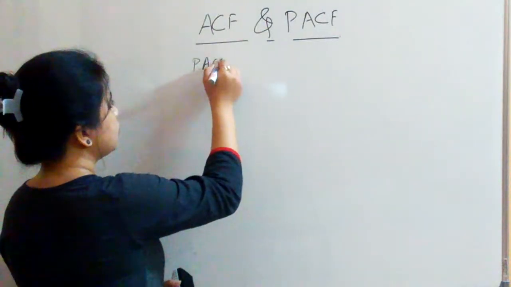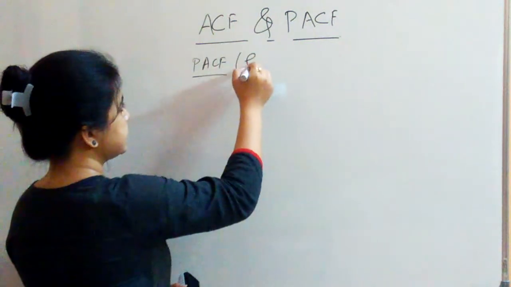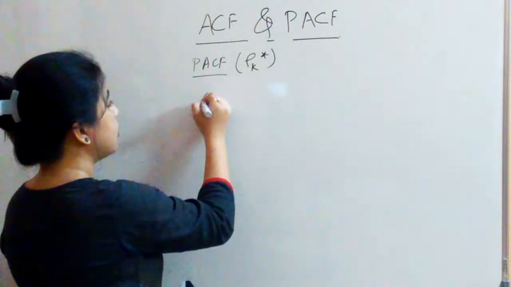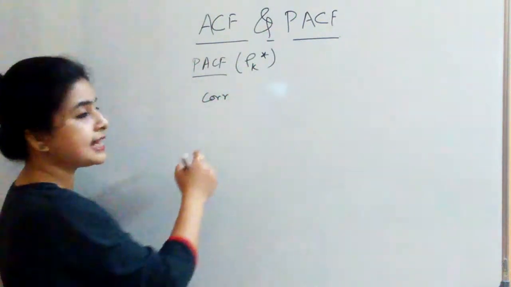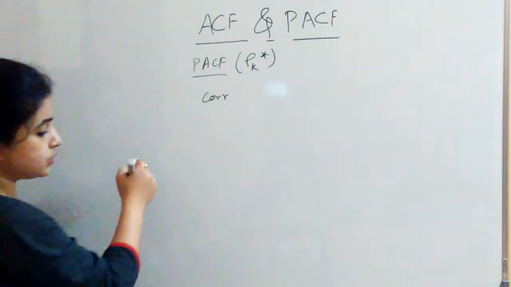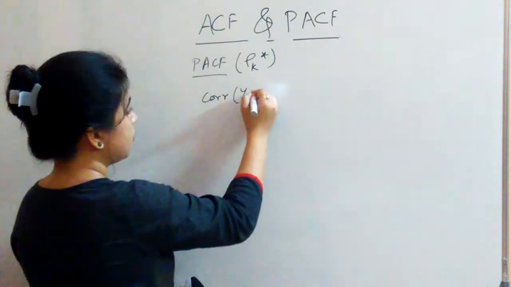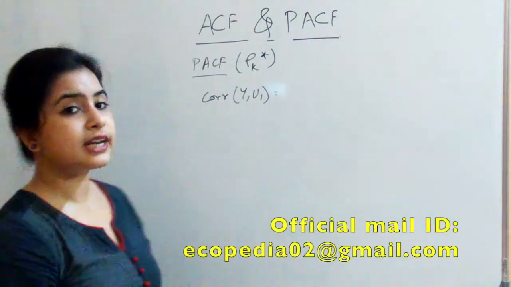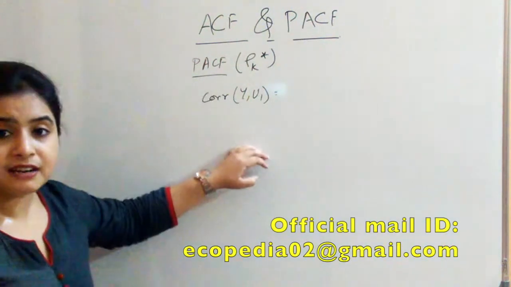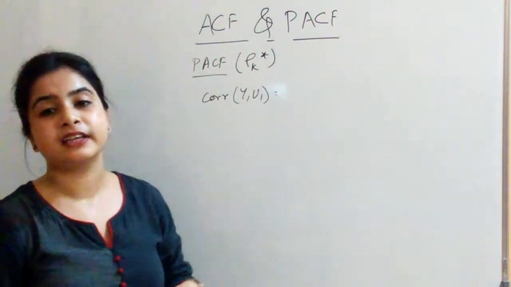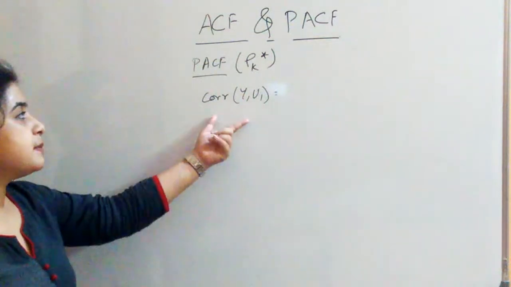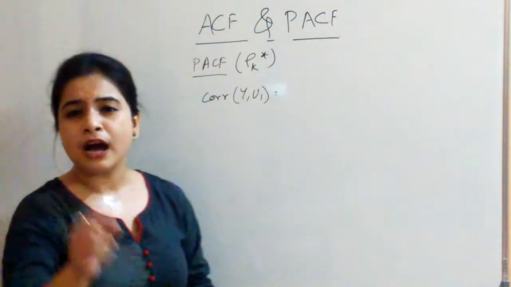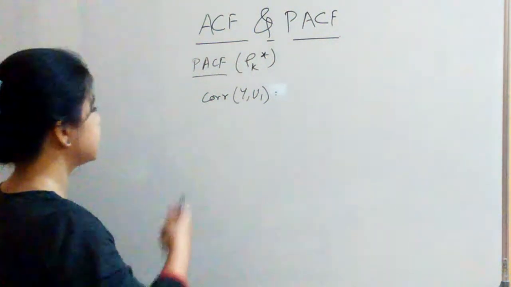Partial autocorrelation function. This is denoted by rho k star, or we can write it as the correlation between y and u1. That means it is basically the correlation between that part of the dependent variable which is unexplained by the regressor. That thing is being captured over here. Now for this we need to do a little bit of expansion.